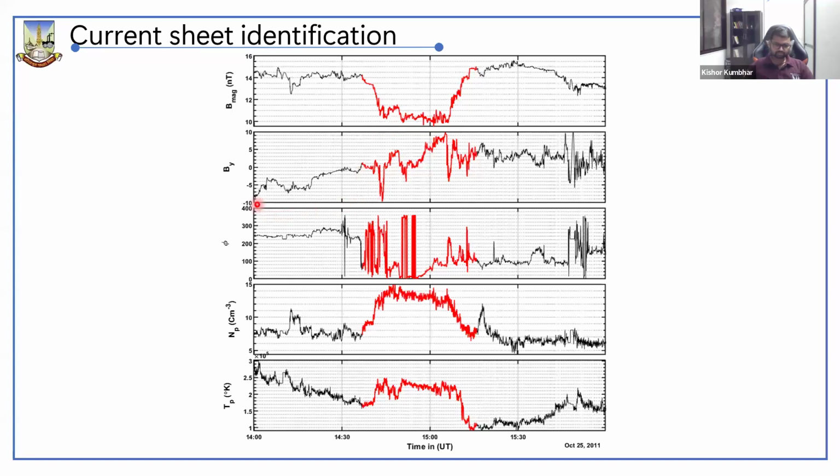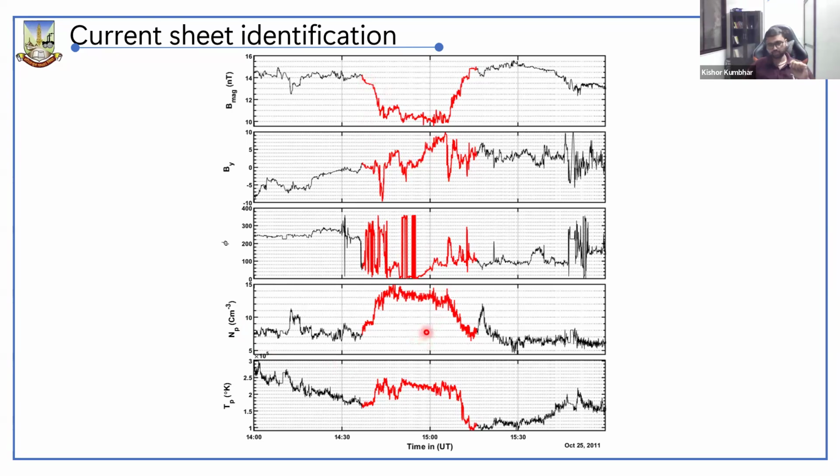And the magnetic field's Y component has a change of its polarity. Along with that, we can observe the phi angle has a sudden transition, a sudden fall in the values from say 270 to 50 degrees, as well as the number density and temperature increasing. All these signatures suggest that this particular region is nothing but a current sheet, which exhibits a reconnection exhaust and is spanning roughly around 39 minutes.